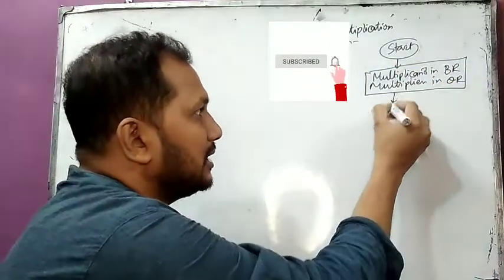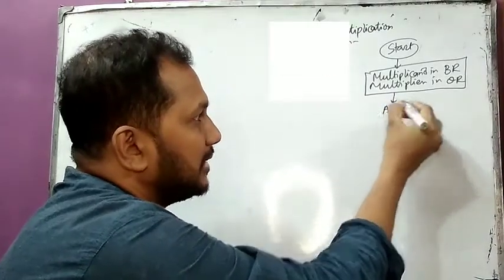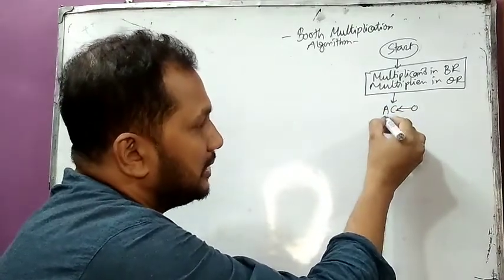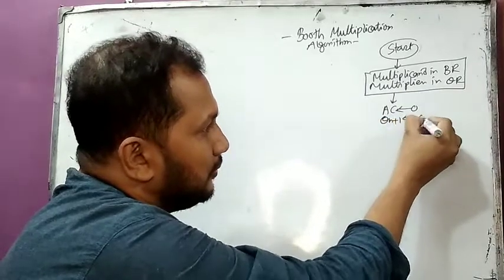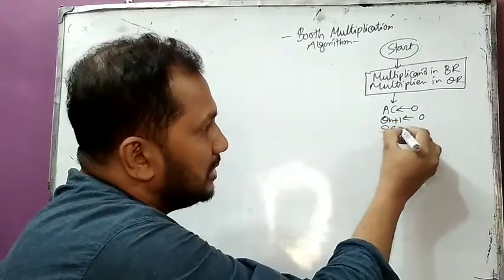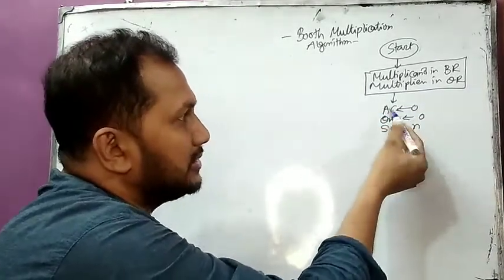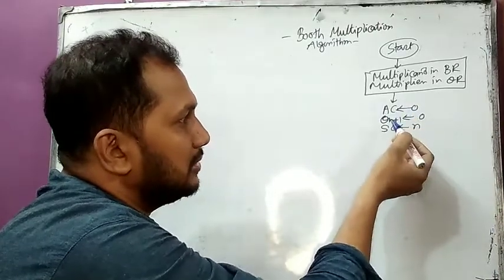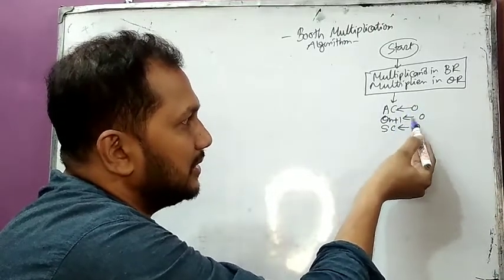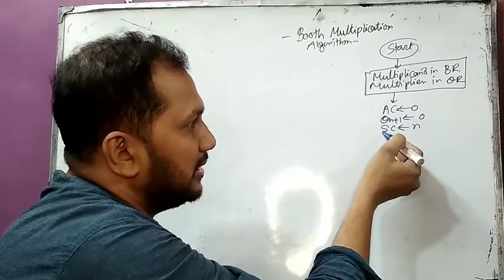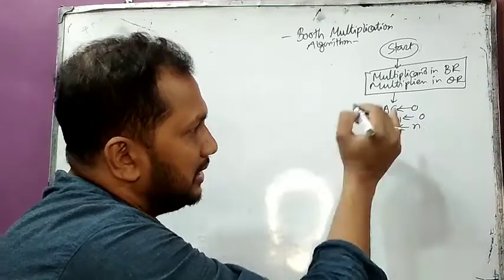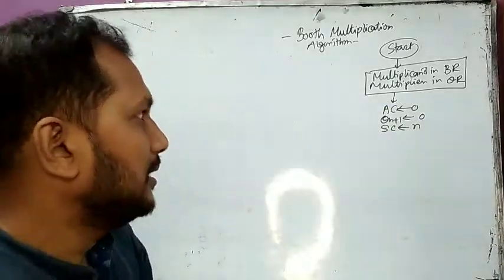Next one is initialize AC as 0. AC means accumulator, and Qn plus 1 is initialized to 0. Sequence counter is initialized to n. You can write AC equal to 0 also. This is the micro instruction: 0 is transferred to AC, 0 is transferred to Qn plus 1, and SC is initialized to n. That is the sequence counter.